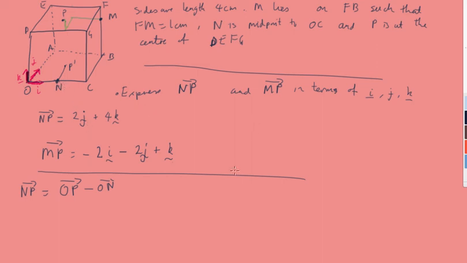And similarly with the MP one, it would be OP minus OM, and you're just tracking a route between the different position vectors that you've got. But yeah, there's the two ways to do this, and I hope that makes sense.